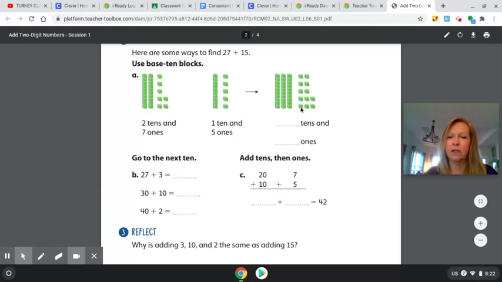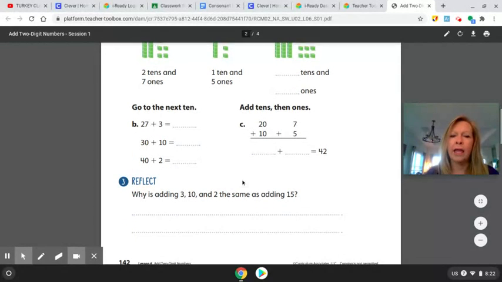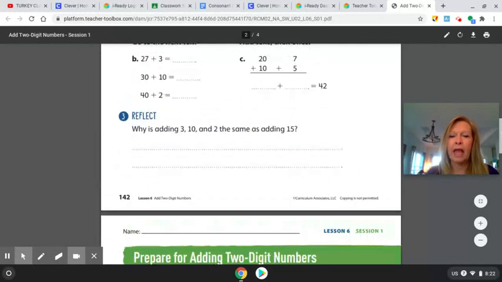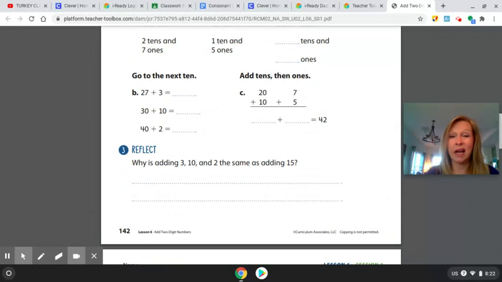So this is looking at this more, if that model helps you. Then it's going to ask you, why is adding 3, 10, and 2 the same as adding 15? So think about that. Why is adding those three numbers the same as adding 15? And then that will be for the next thing. This was kind of short, but you're just beginning to play with it.